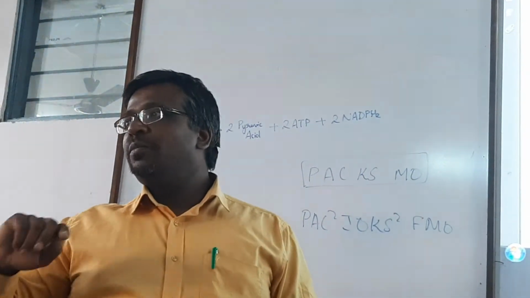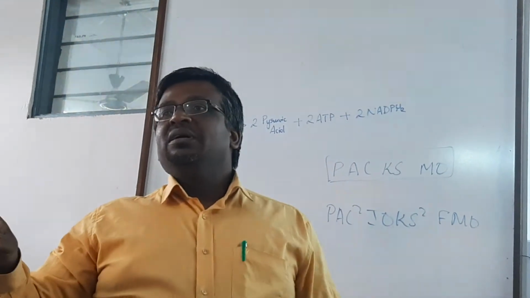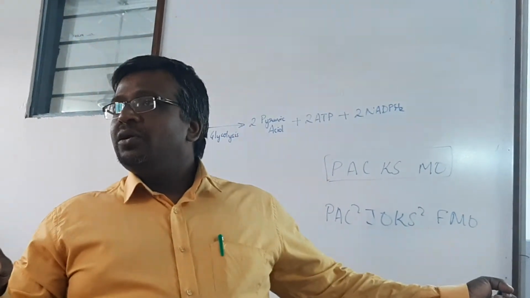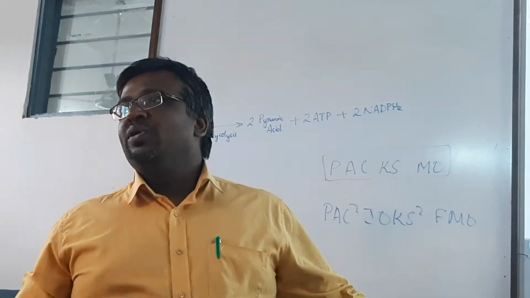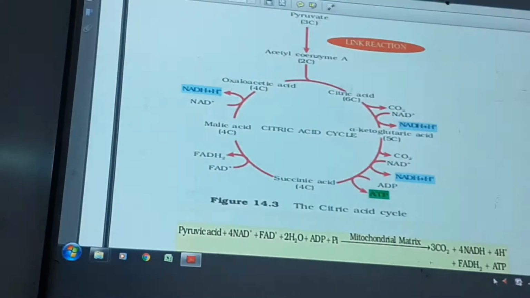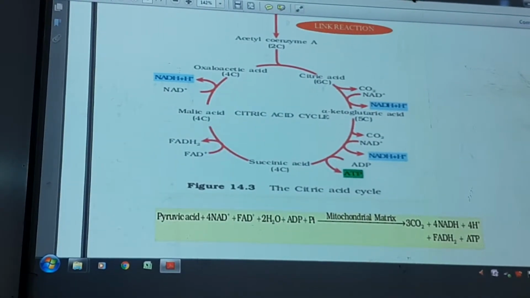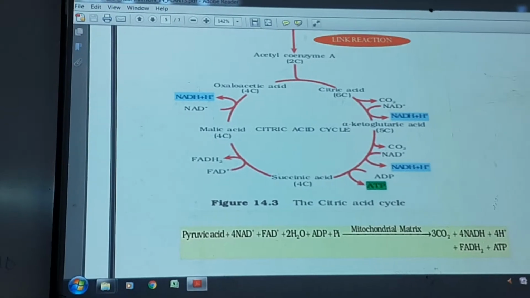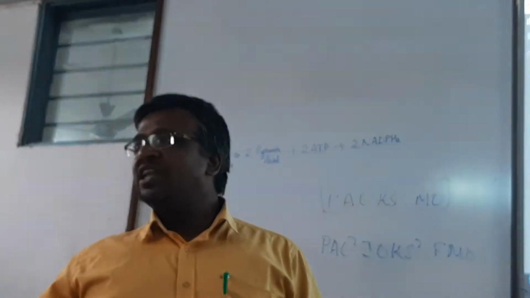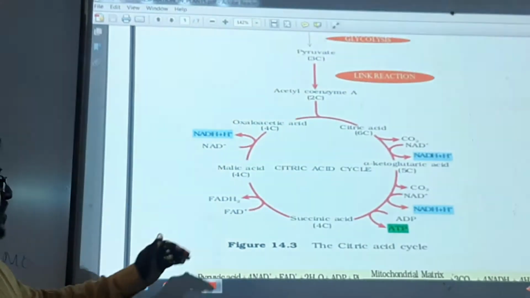For one glucose molecule, you have to multiply this. 6 NADPH2, then there would be 2 FADH2, 2 ATP. 6 NADPH2 is equal to 6 into 3, 18 ATP. 1 FADH2 is 2 ATP, so 2 into 2, 4 ATP. Add 2 ATP, so you get 18, 22, 24. Okay, that is how the citric acid cycle you have to count it.